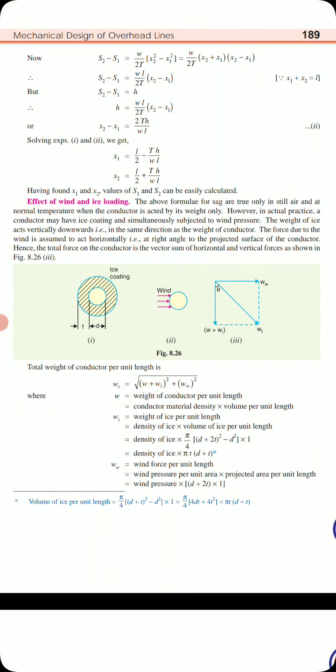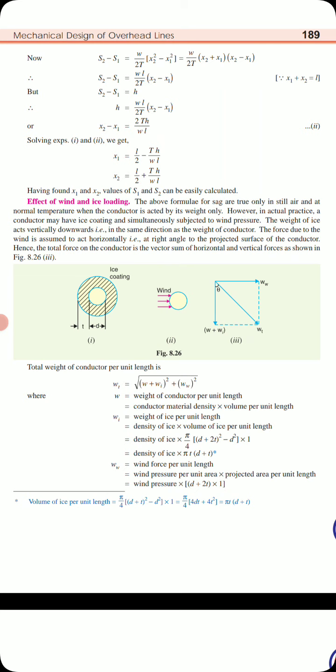So in the previous class you saw the sag calculation when the supports are at equal level. Today we will see the unequal level. Before that we will see the effect of the wind and ice loading on the conductor. I told you in the previous classes, not only the weight of the conductor, apart from that the ice coating as well as wind force also acts as a weight on the conductor.